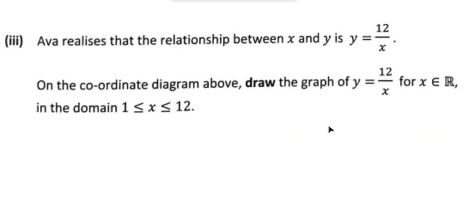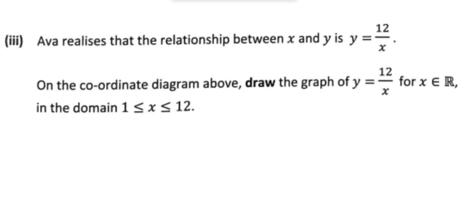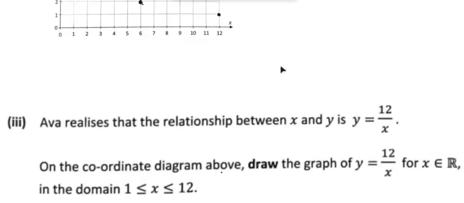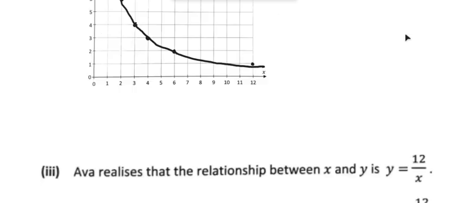So Ava realizes that the relationship between x and y is y equals 12 over x. On the coordinate diagram above, draw the graph of y equals 12 over x. Right, so all you're really doing here is just connecting up all the dots. So this is the graph of y equals 12 over x. So I should have used a different color really. It should be something like that.